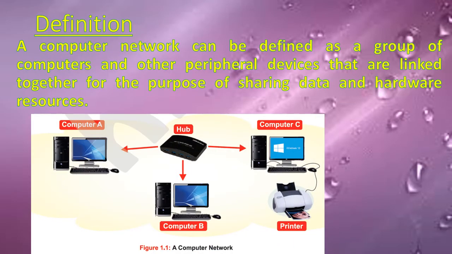Now we are going to see the definition of computer network. It is considered as a group of computers which are linked to each other along with the peripheral devices. Mainly it is used for sharing data and hardware resources.